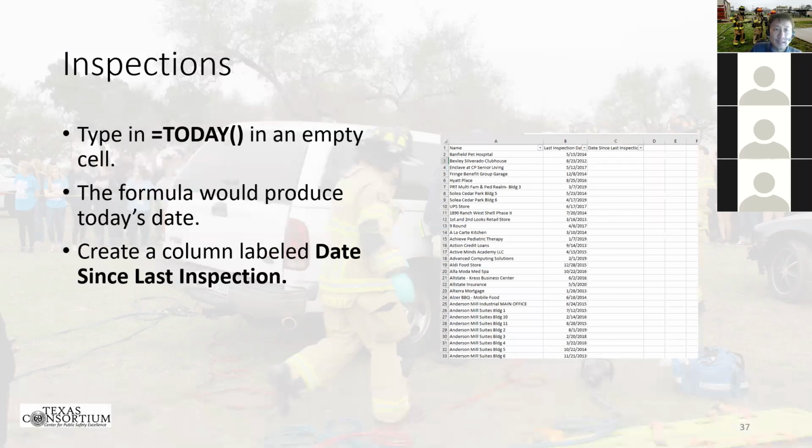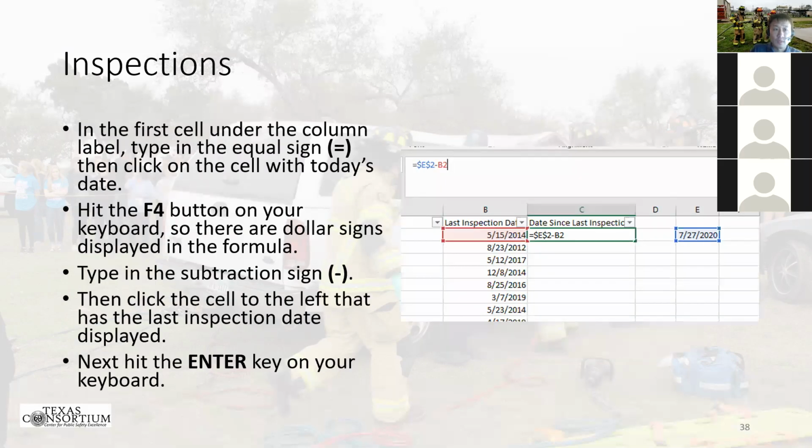First, you'll type in TODAY in an empty cell. The formula would produce today's date. Create a column labeled dates since last inspection. In the first cell under the column label, type in the equal sign, then click on the cell with today's date. Hit the F4 button on your keyboard so that there are dollar signs displayed in the formula. And that will lock in the cell that has today's date.